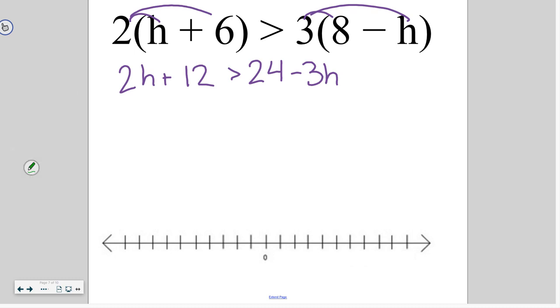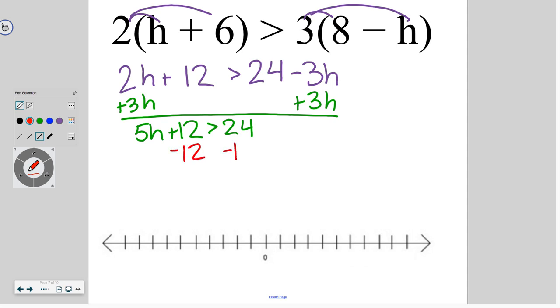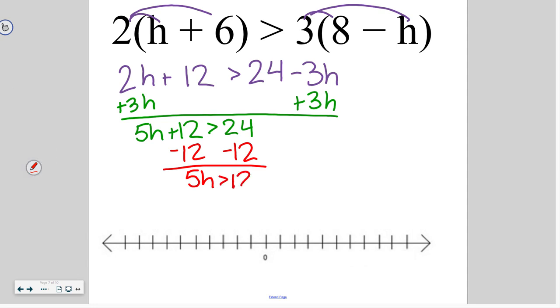Again, avoiding the negatives, we want to get rid of that -3h by adding 3h to both sides, giving me 5h plus 12 is greater than 24. When I subtract 12 from both sides, I end up with 5h is greater than 12. Dividing both sides by 5, I get an answer of h is greater than 2.4.